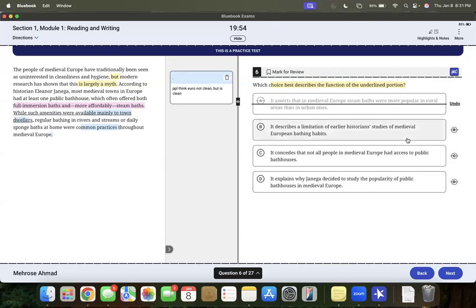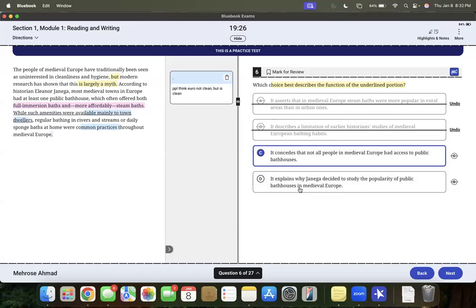B, describes the limitation of early historians' studies, no discussion of a historian. C, it concedes that not all people in Europe had public bathhouses. Okay, this is very plausible because the last sentence says most medieval towns had one public bathhouse. And then it says these amenities were mainly available to town dwellers. So someone who may not be part of the town couldn't use it, probably is what the sentence is implying.